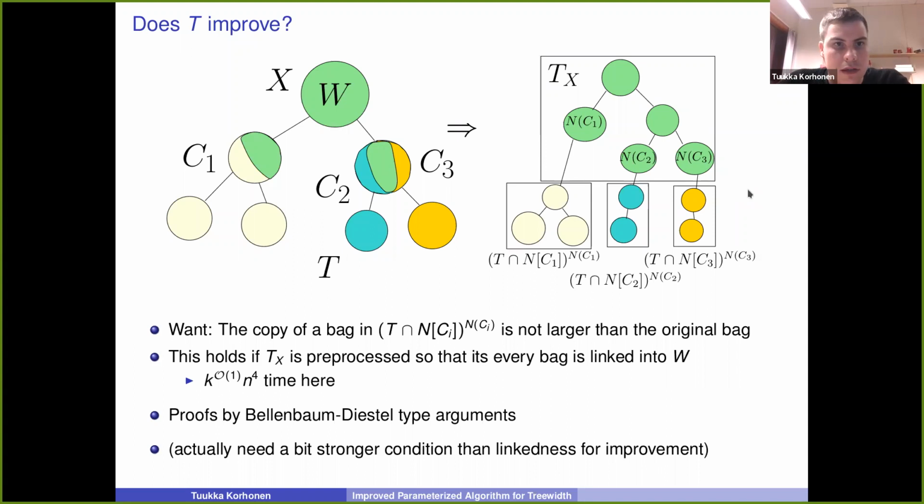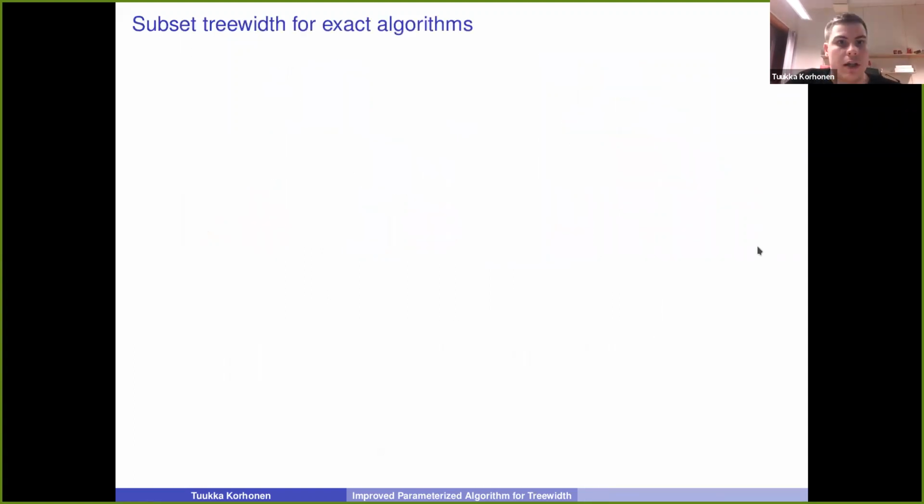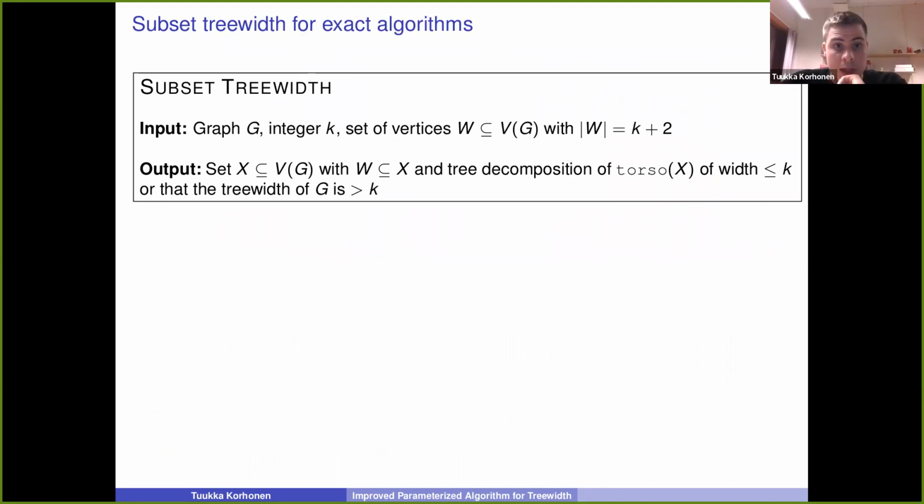Okay, let's go forward and recap what's going on. Here is the definition of the subset treewidth problem. We have this graph G, we have an integer K, and we have a set W of vertices of size K plus 2. Now we want to output a set X that's a superset of W, and a tree decomposition torso X of width at most K. Or we want to say that we cannot find this set, so the treewidth of G is larger than K.